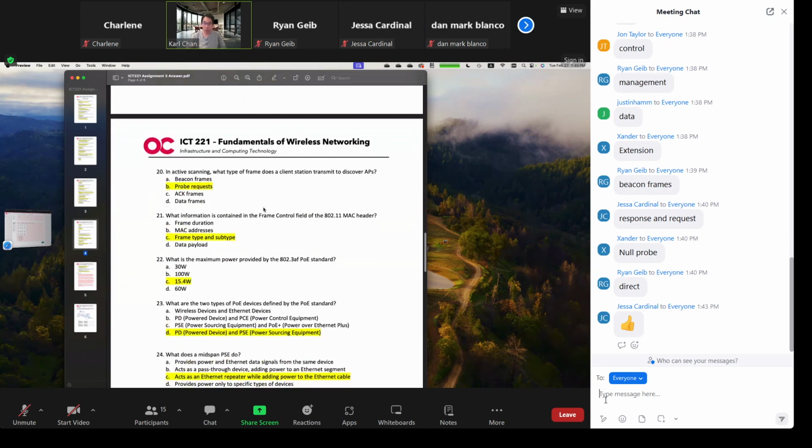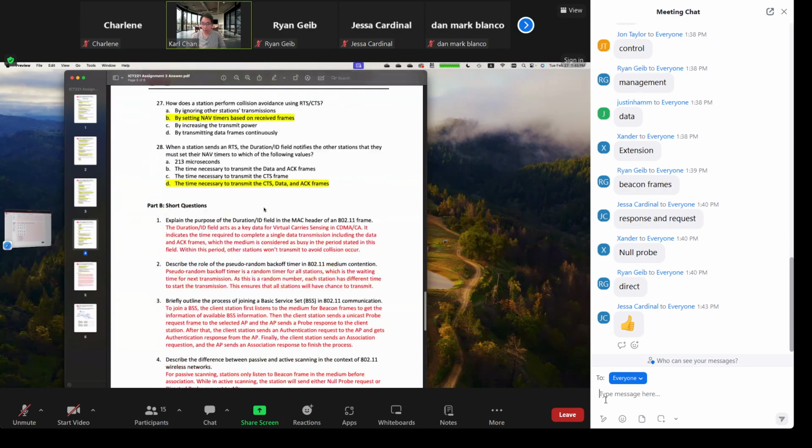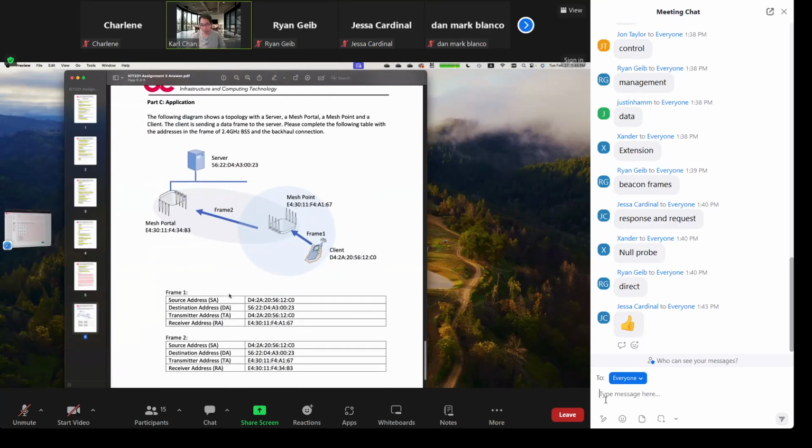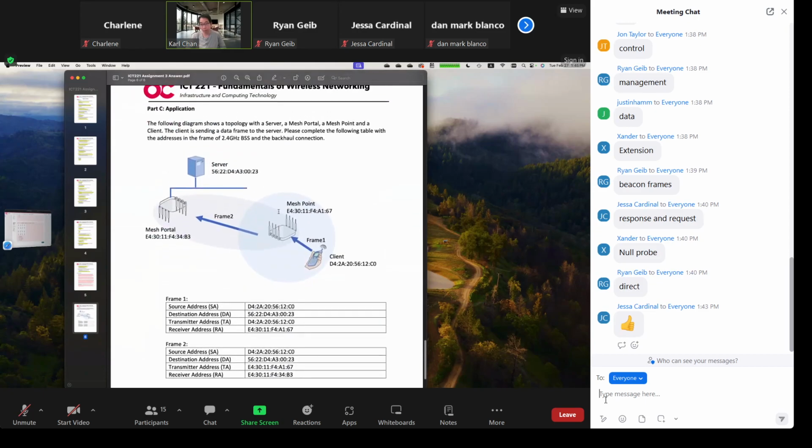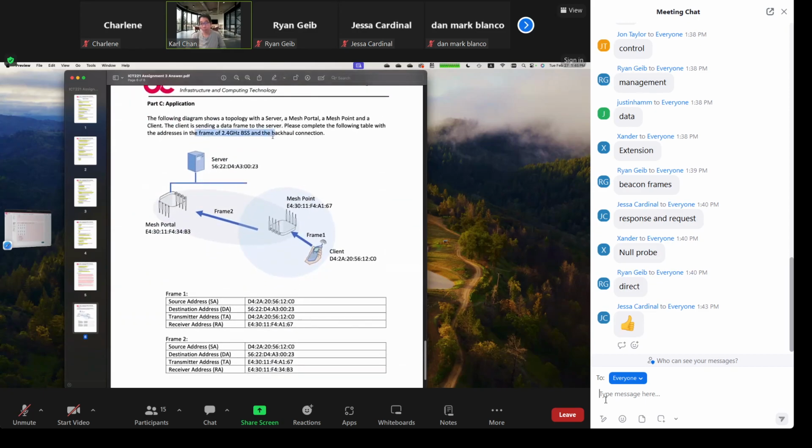Okay, so we have an application question here, as the last question of our assignments. I designed a topology like this: a server connected with a client through a mesh system. So you have a mesh portal and a mesh point.